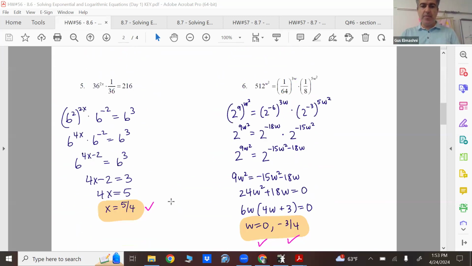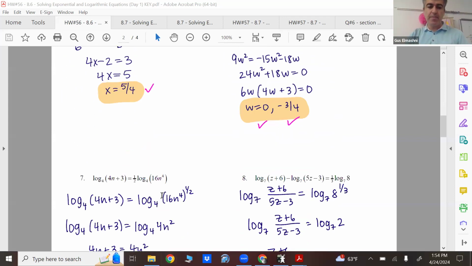For 5 and 6, more power stuff, more exponential equations. Try to find common bases. For 36 and 216, 6 is a common base because 6 squared is 36, 6 cubed is 216. For 6, 2 is going to be your common base. So 2 to the 9th power is kind of crazy. 2 to the -3, 2 to the -6, and 2 to the -3. Use properties of exponents to combine stuff. Like when you raise a power to a power, you multiply the exponents. If you have two powers of the same base being multiplied, you add the exponents, and so forth. So you should know all that stuff.